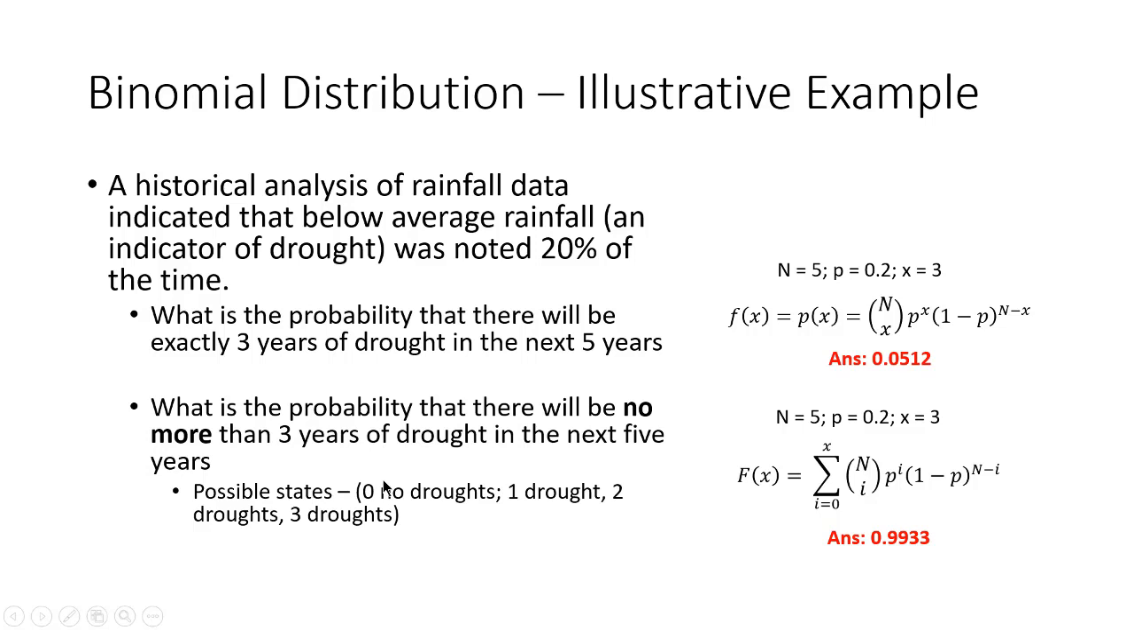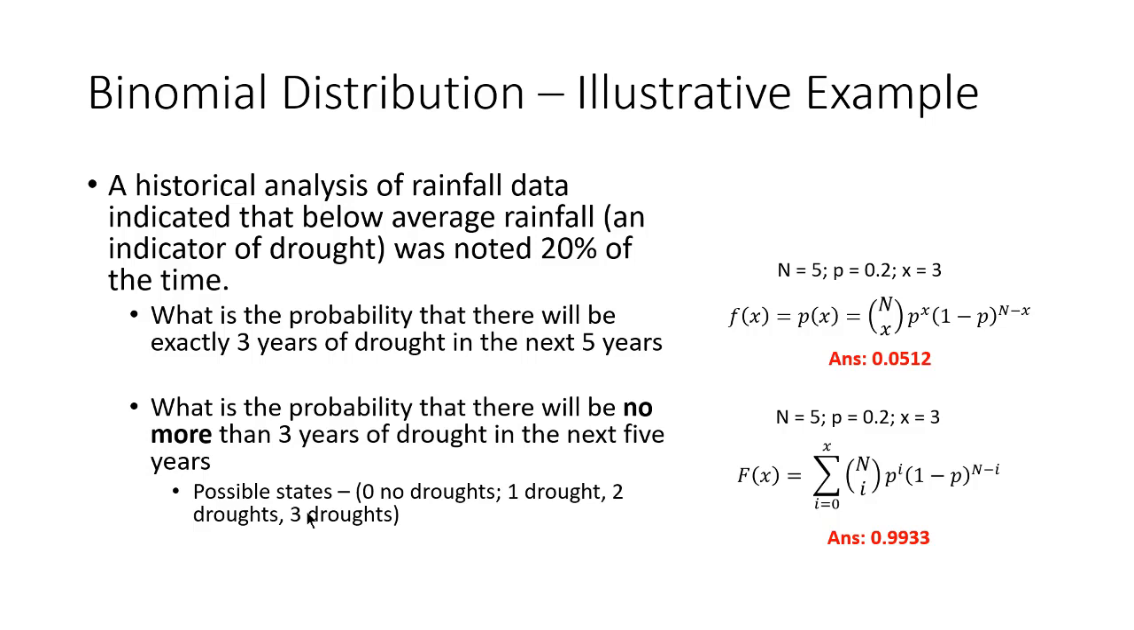Okay. What's typically more interesting to us, or what we typically want to see in hydrology, is what is the probability that there will be no more than 3 years of drought in the next 5 years. So in that case, we could have 0, which is no droughts, and then 1 drought, 2 droughts, or 3 droughts.